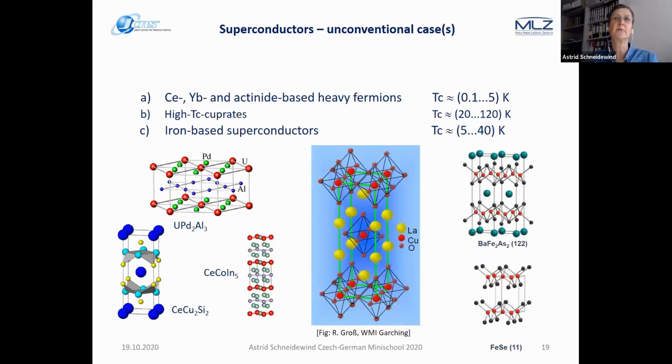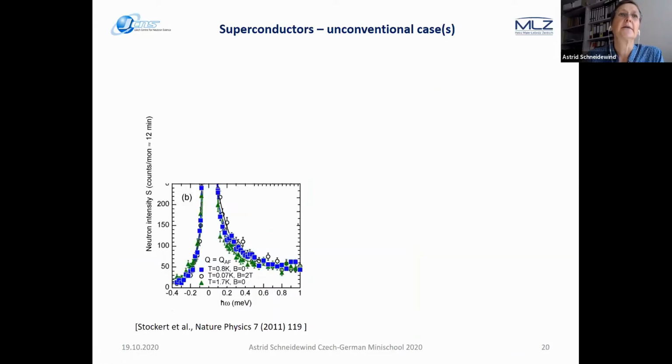And the iron-based superconductors, which again come in quite a large variety of crystal structures, but show some layering and intermediate transition temperatures. All this systematics shows that the crystal structure is not related to the superconductivity. But with inelastic neutron scattering, we find one feature which all these compounds show.